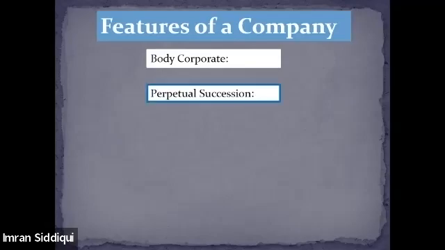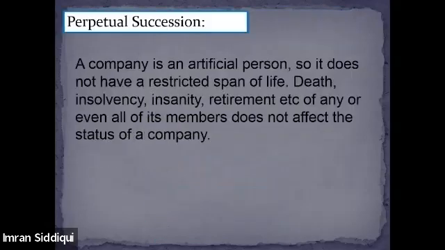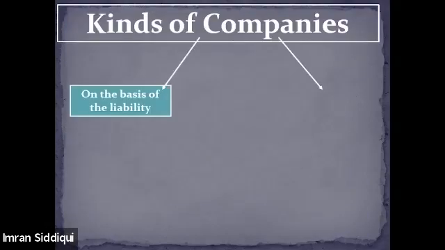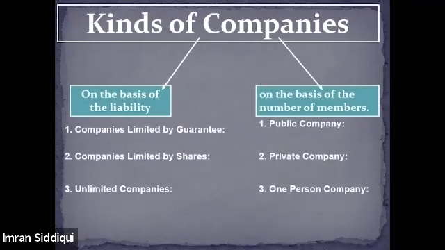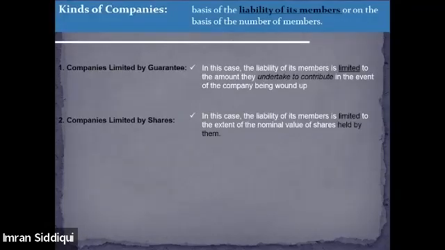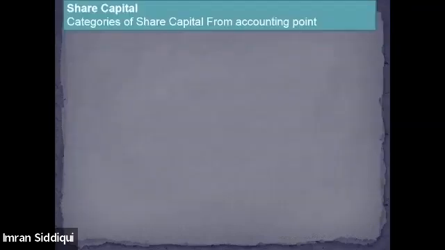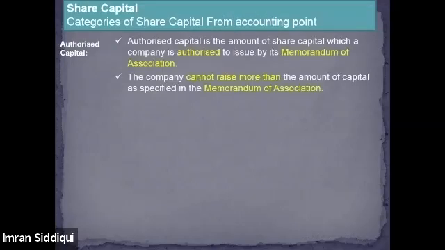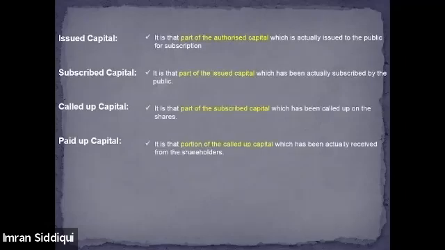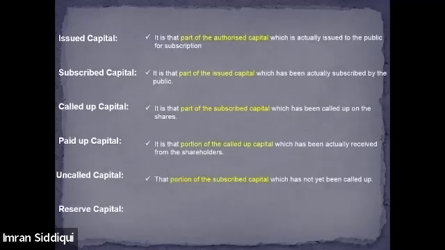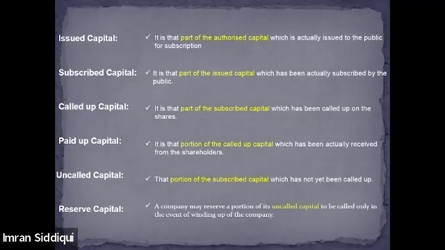All right, and then we talked about various features of the company, and apart from this, we also discussed the different kinds of company. Then we also talked about the share capital and the different categories in which share capital can be classified. So we understood the concept of authorized capital, issued capital, subscribed capital, called up, paid up, uncalled, reserve, all this. We covered all these things in the previous session.